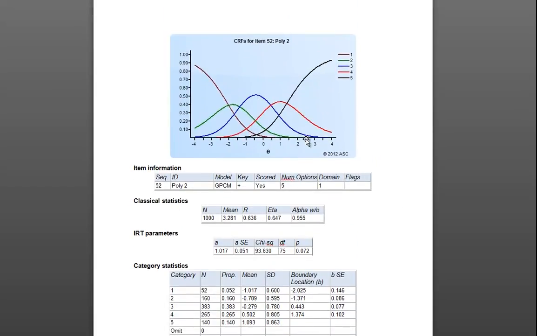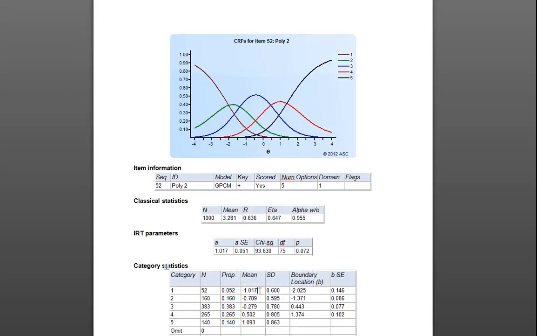So there were 5 options, so we now have 5 curves in the item response function, also called category response functions, because the options are typically referred to as categories. So for this item we had 52 respond in category 1, 160 in 2, 383 in 3, 265 in 4, and 140 in category 5. And these numbers translate to these proportions that you see here.